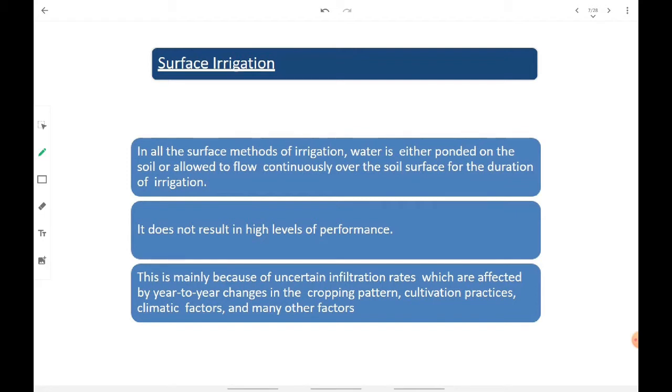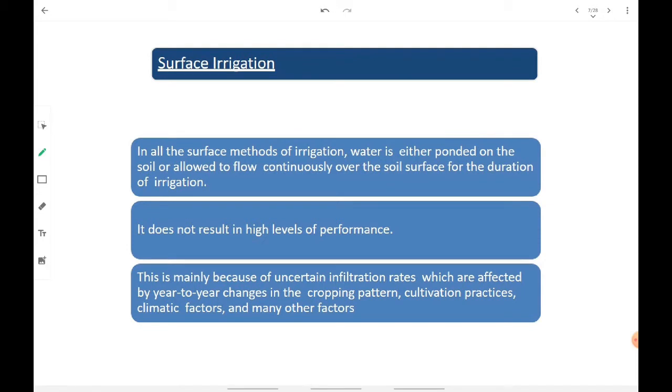Obviously we are letting the water flow over the land in an uncontrolled manner. That's why it will not properly percolate in the soil, it will not reach the roots of the plant properly, and most of it will evaporate back to the atmosphere. That's why it does not result in a high level of performance.